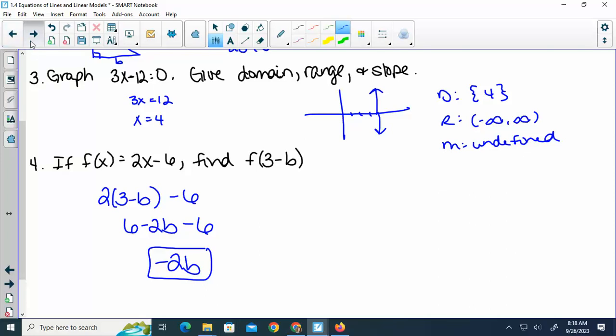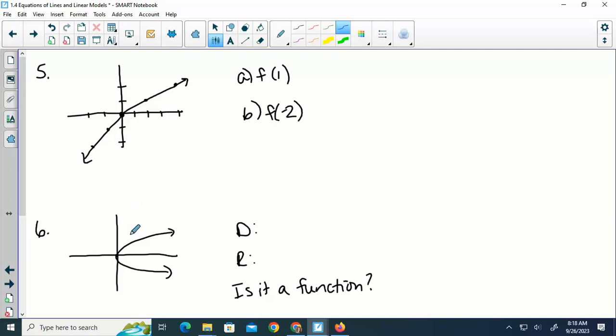Just a couple more to wrap up. Here's a graph. If I ask for f of 1, the 1 is the x value. So that means if x equals 1, you're telling me what y equals. So if I look at my graph, when my x is 1, what does my y equal? Looks like 1/2 or 0.5. If I ask for f of negative 2, so that means when x is negative 2, what's the y value? Negative 2. All right, so we can read it from a graph as well.